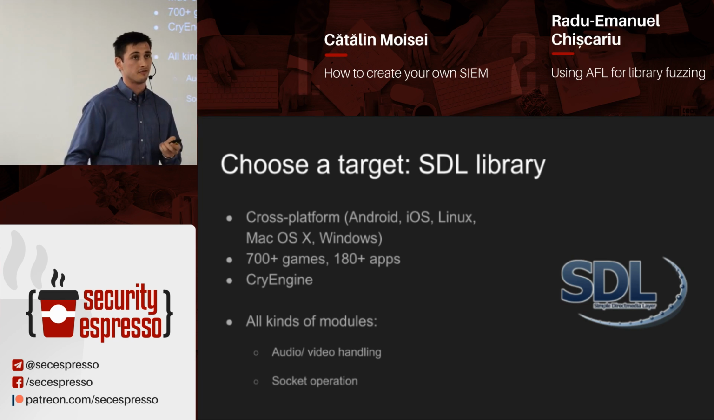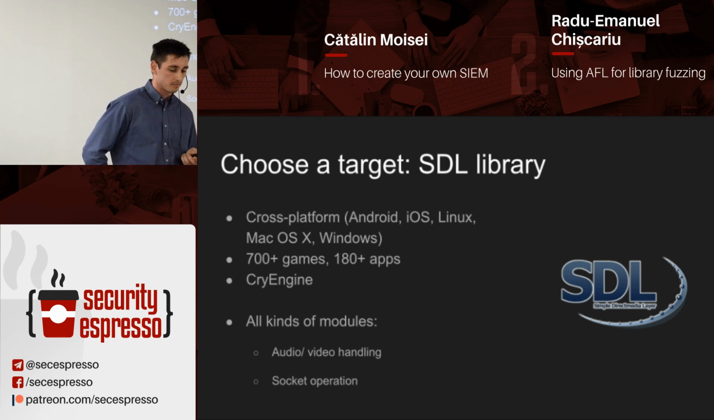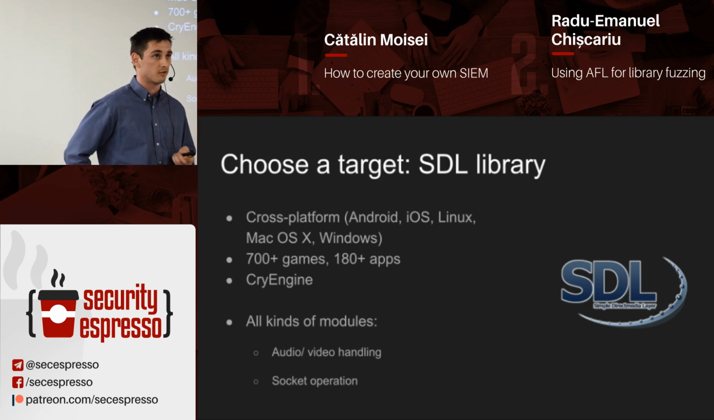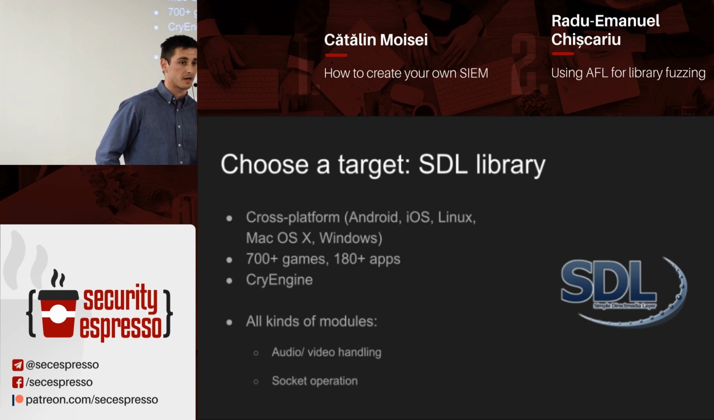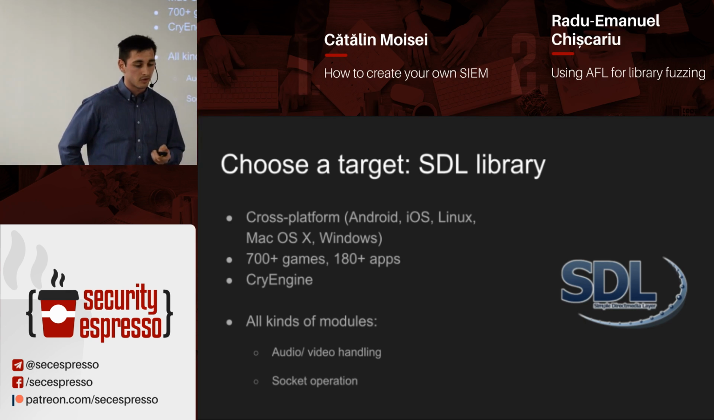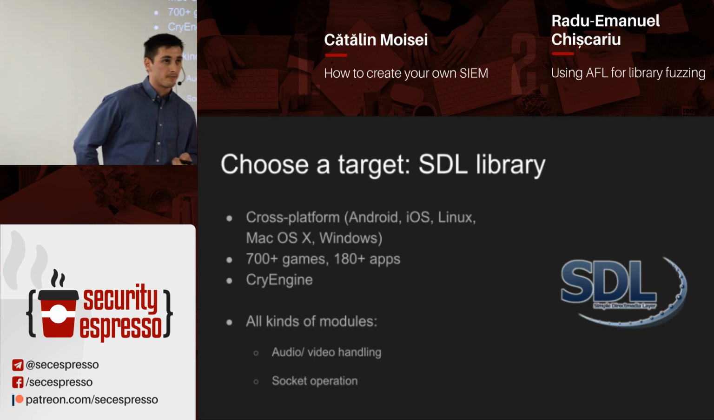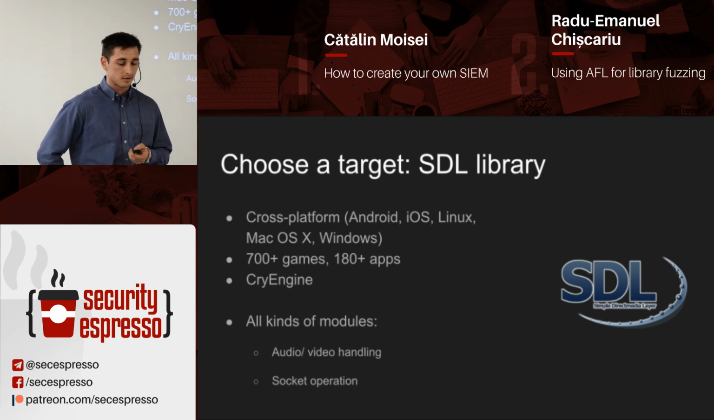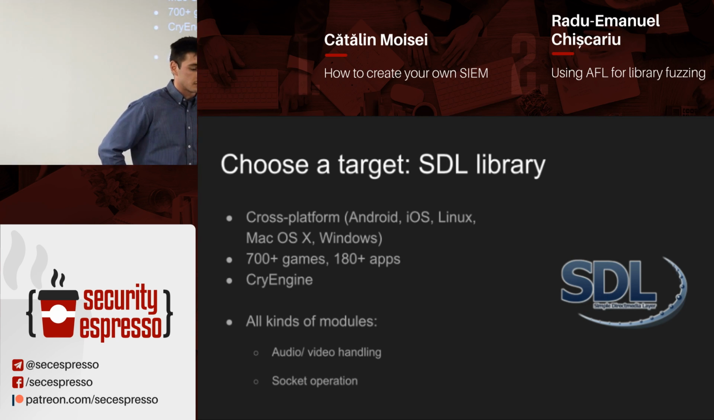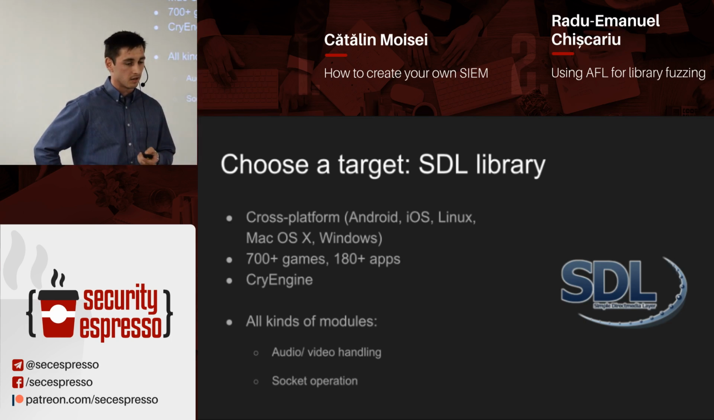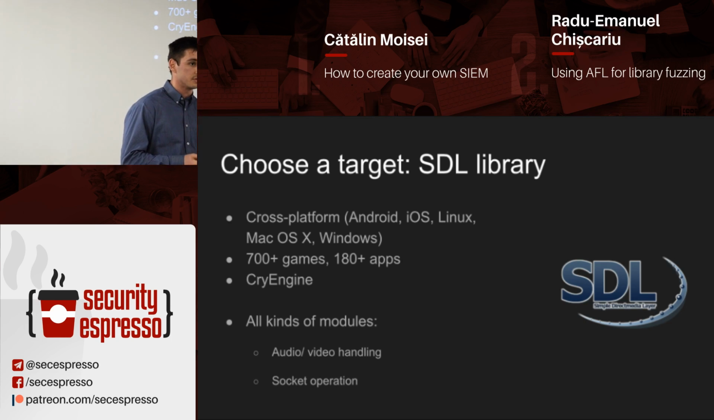This is a very interesting library, because as you can see, it was employed to create games, engines and different kinds of applications. It was actually used for the Cry engine, which, as you might know, was used to create the game Far Cry, for those gamers in the room. Also, it has a lot of functionality. You can even handle sockets with this library, so a lot of functionality equals, for security researchers, a lot of things that could go wrong. Let's do that.